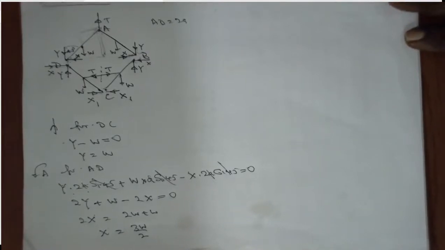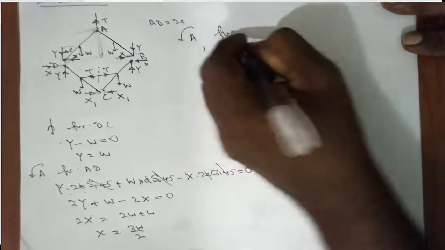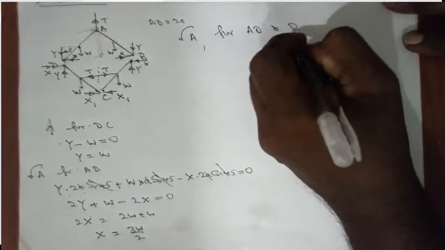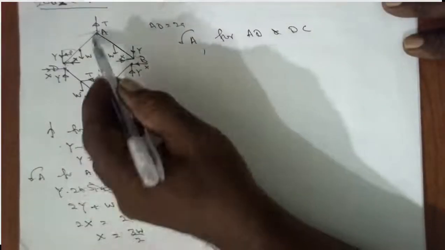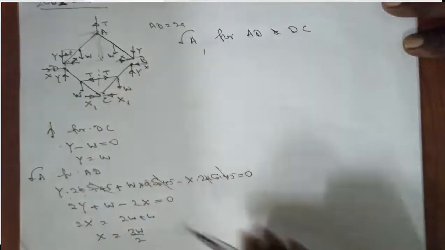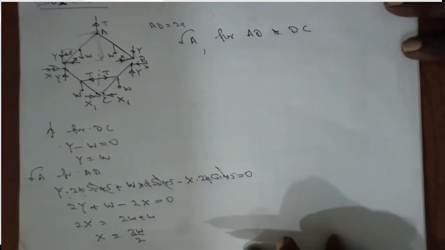Then how do you find x1? How do you find it? You can take moments about A for AD and DC. You select these two rods together, taking moments about A. AD and DC, if you take together, it's not a free body, right? It's not a free body.